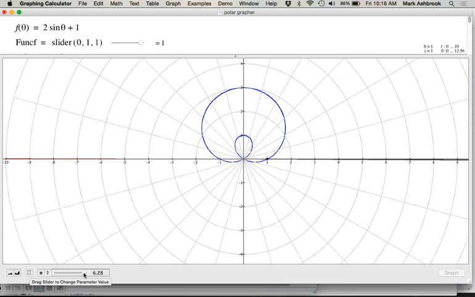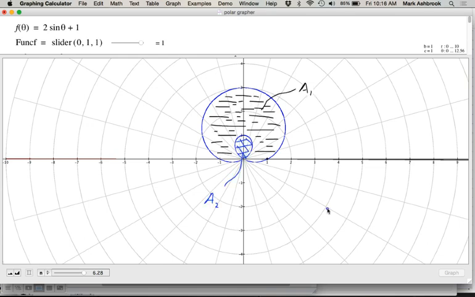Okay. So what do I want to find the area of? The loop, the inner loop. What's the area of the region inside the inner loop? You're finding area 2.